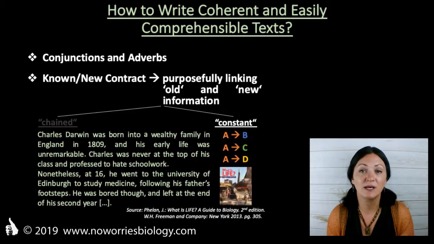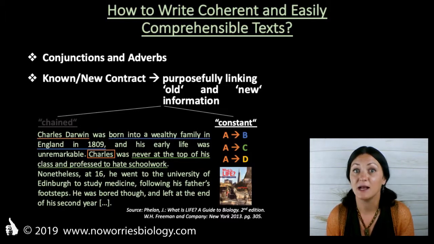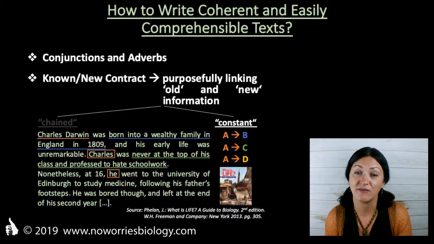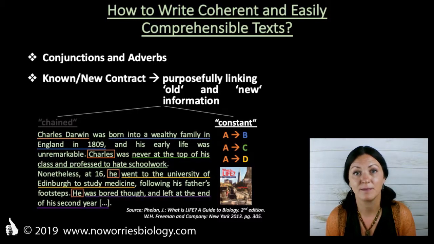I'm just going to read it out loud, as by now those colored markings should be pretty self-explanatory. Charles Darwin was born into a wealthy family in England in 1809, and his early life was unremarkable. Charles was never at the top of his class and professed to hate schoolwork. Nonetheless, at 16, he went to the University of Edinburgh to study medicine, following his father's footsteps. He was bored, though, and left at the end of his second year.